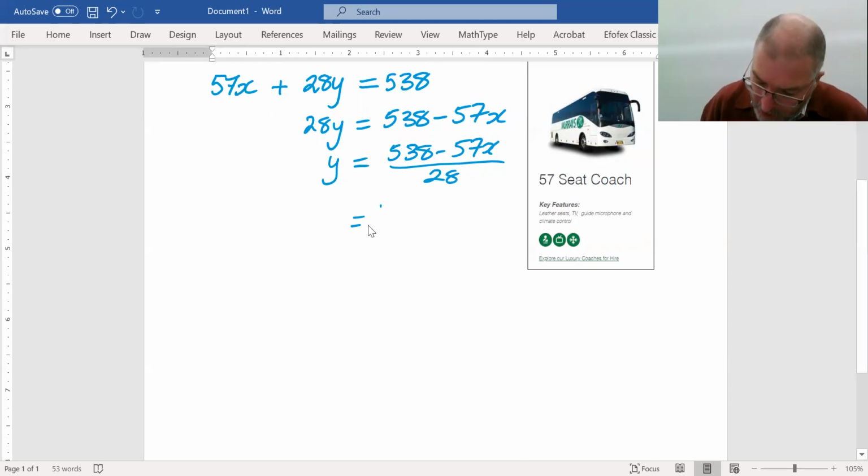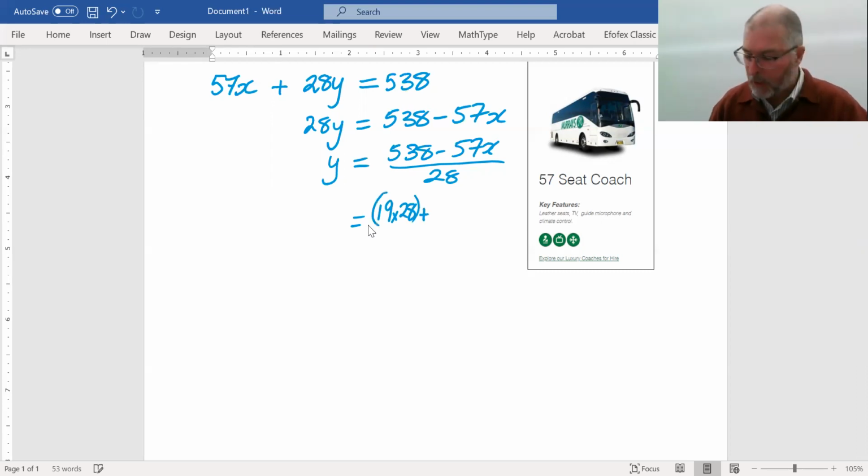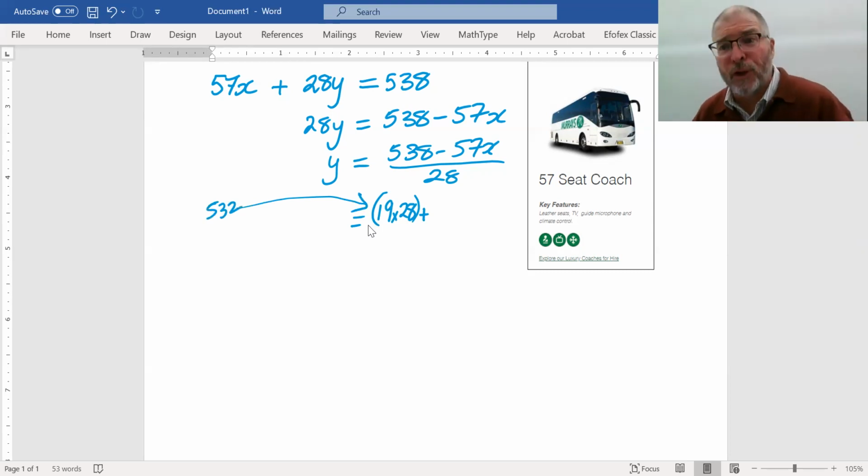So 19 lots of 28 plus, all right, now 19 lots of 28 is 532. 19 lots of 28 is 532, but I want 538. So 532 plus 6, good, plus 6 equals 538.